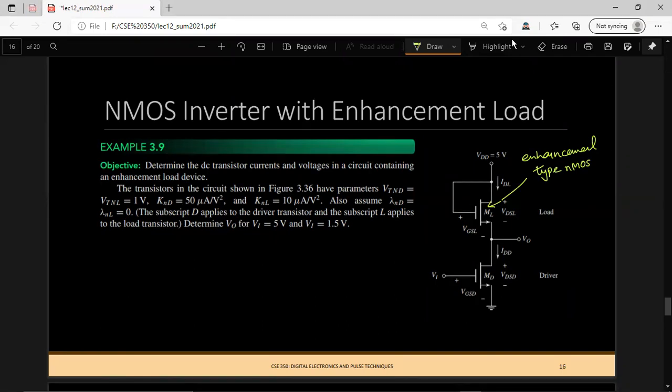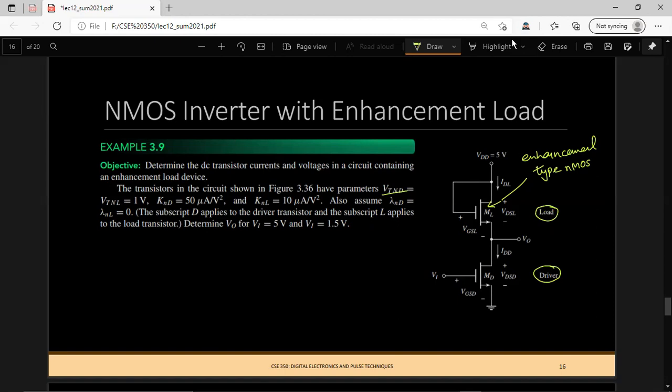So in this problem, we have quite a huge list of parameters that we need to keep track of, just like VT and D. The D represents the driver. This main transistor is responsible for turning on and turning off the output voltage. This is called the driver, and as previously mentioned, this top half is referred to as the load circuit.